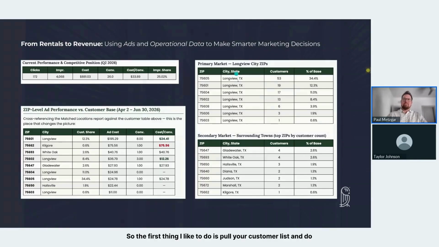So the first thing I like to do is pull your customer list and do analysis based on the zip code. And basically just counting the number of customers that are showing up from that zip code and providing what percentage of that is your customer base. So in this example, in Longview, Texas, we have 53 customers at this zip, which makes up 34% of the total tenant base. So it tells us that we have most of our customers coming from this one area.